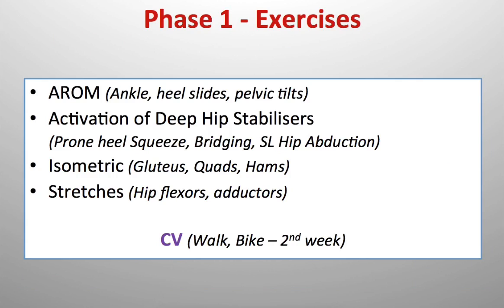Now, some of the common exercises used in these phases are basic range of motion, heel slides, pelvic tilt. It's important to get the deep hip stabilizers activated and recruited at this stage. So things like the prone heel squeeze, bridging, single leg hip abduction can be started at these stages. Isometrics are also a good place to start, and tissue flexibility is important to maintain, especially hip flexors and adductors. Bike can be started by the 2nd or 3rd week as long as the resistance is low, and normally I start them at an RPM of about 60.